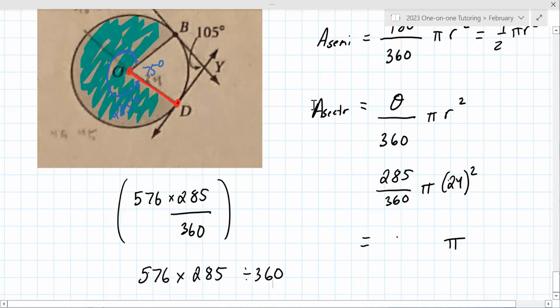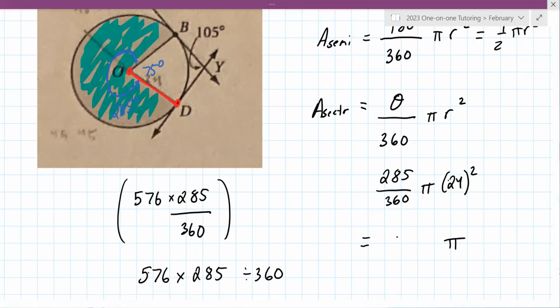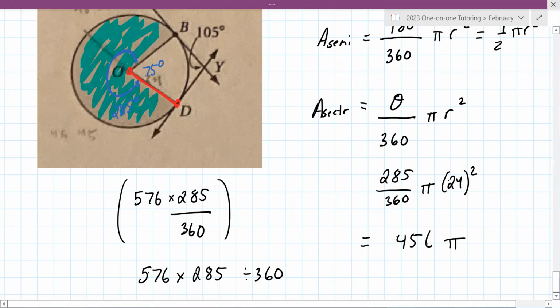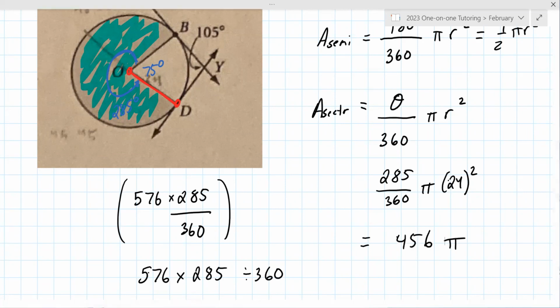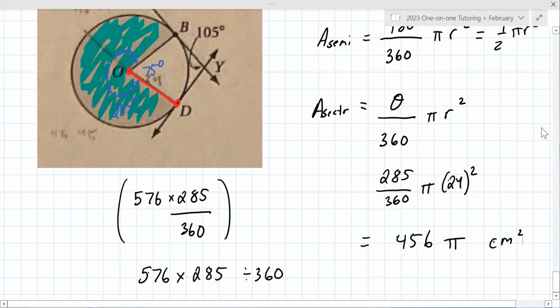All right, 576 times 285, equals, divided by 360, 456. Yes. Okay, so then 456 pi. That is your answer, in centimeters squared.